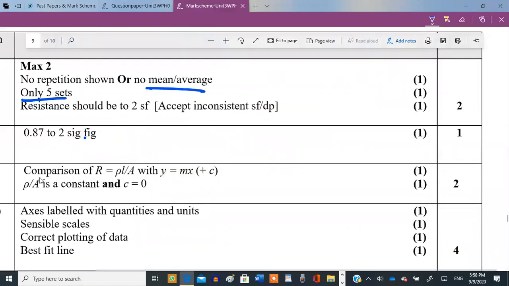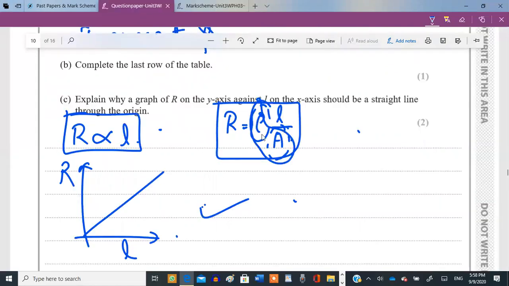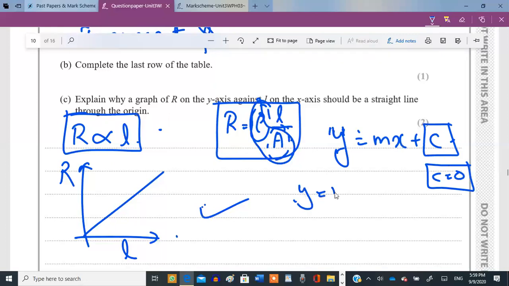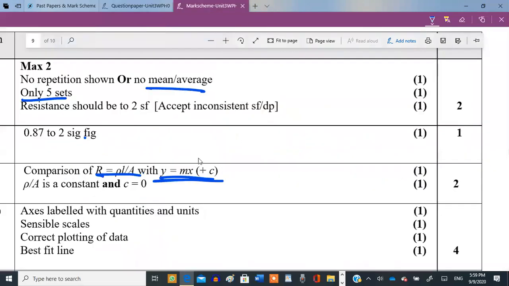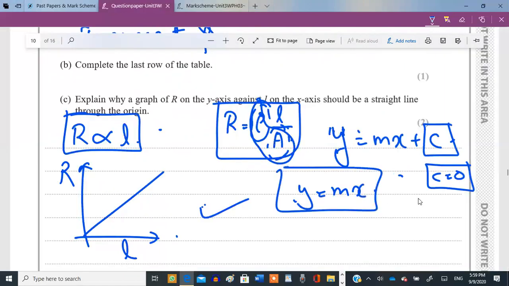What does the marking scheme say? Comparison of this with this formula. Yeah, y is equal to mx plus c. We did that. y is equal to mx plus c. This is a straight line formula. Remember in your O-level math, and c is 0. Since in this case the c is 0, this is the y-intercept. So y equals mx is the only thing which is left. So therefore it's going to be a straight line passing through the origin because the intercept is 0. And rho upon A is constant. I have to mention that as well.